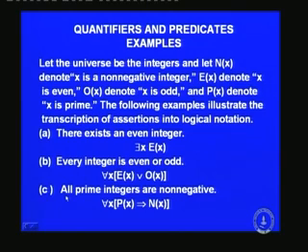Then look at this statement: all prime integers are non-negative. How will you transcribe this in logical notation? For all x, p of x implies n of x. If x is a prime, then it is non-negative.